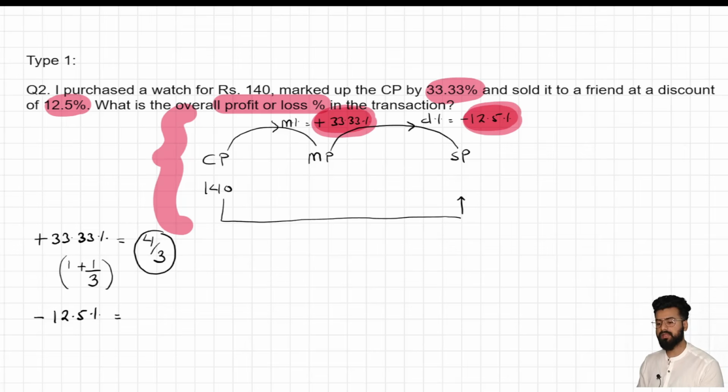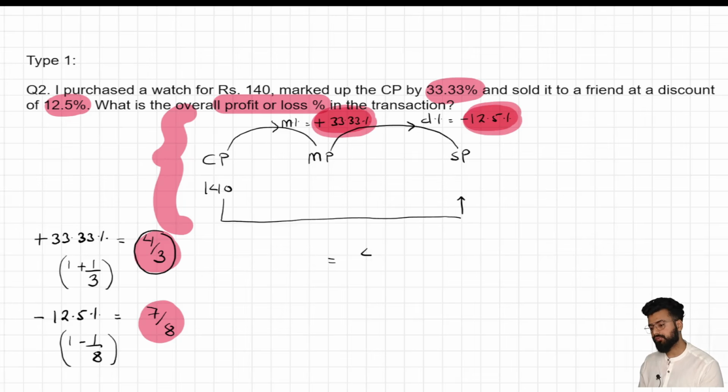For the second change, where I have to decrease a value by 12.5, first write down the fraction. 12.5% is equivalent to 1 by 8. But this time, since I have to decrease, I'm going to decrease this value from 1. And once I do so, I'll get 7 by 8, isn't it? And once I'm able to convert these two changes in the form of multiplication factor, answering this question using this approach is a cakewalk. Let's see how.